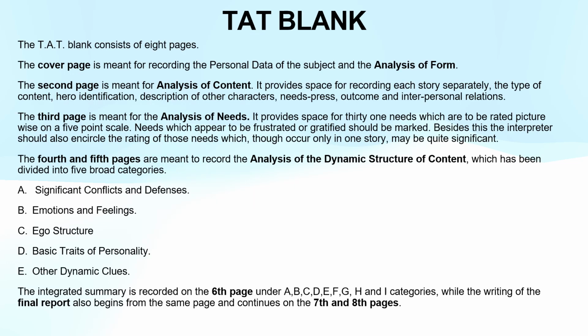Now, where to compile all of the things that we have seen? All of the things have to be compiled on something called the TAT blank. The TAT blank consists of 8 pages, and every page has a certain significance and certain things that are supposed to be written on it. The cover page is meant for recording the personal details of the subject and analysis of the form. So we saw the basic details that have to be taken down and analysis of the form based on the 5 headings that are present.